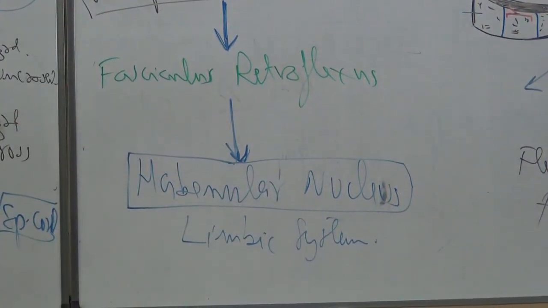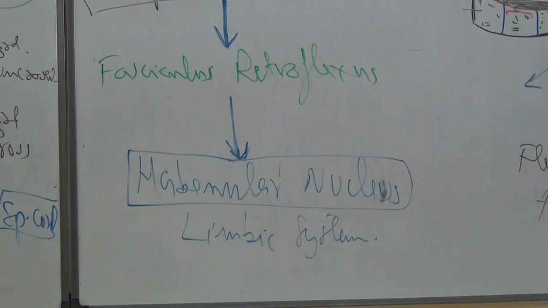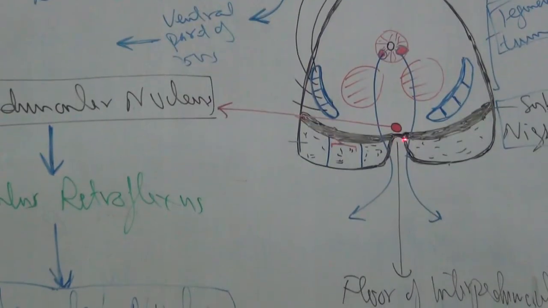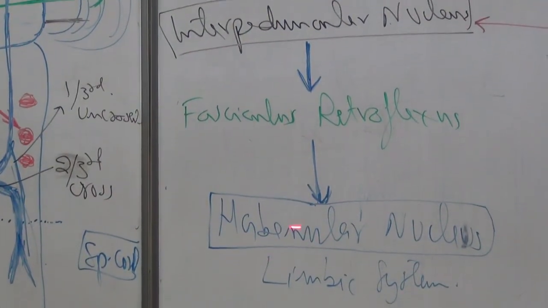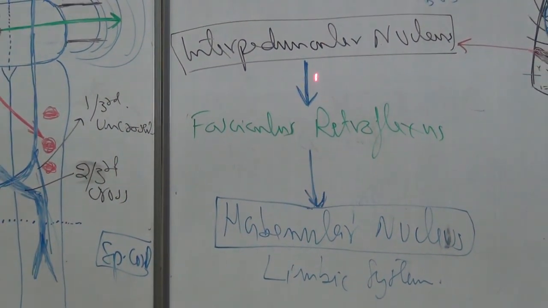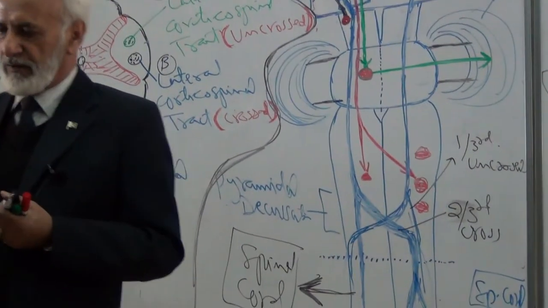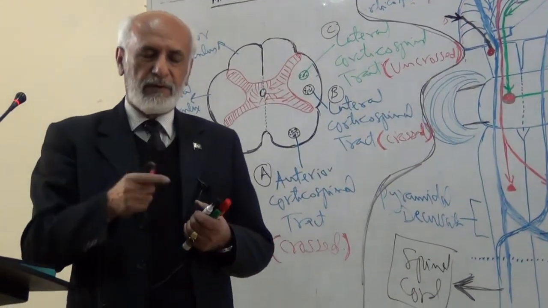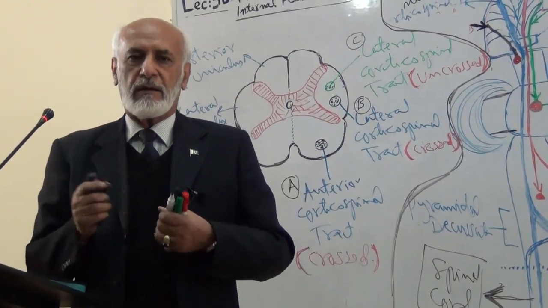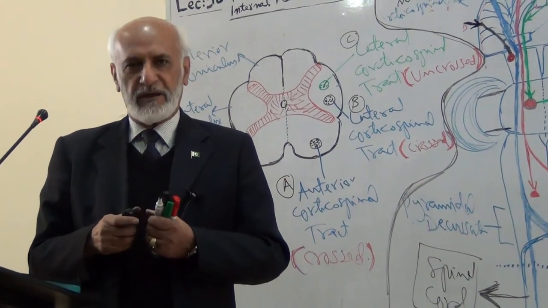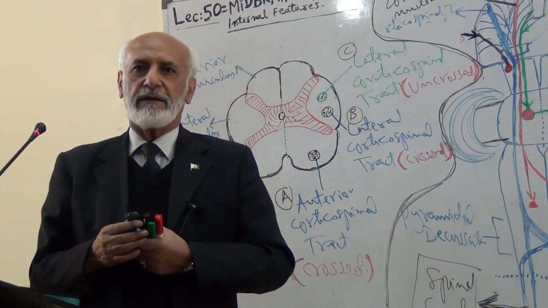So the interpeduncular nucleus, which is an unpaired nucleus located in the floor of the interpeduncular fossa in the midbrain, is connected to the habenular nucleus. The habenular nucleus belongs to the limbic system, and the bundle of nerve fibers which connects the interpeduncular nucleus with the habenular nucleus is the fasciculus retroflexus. Therefore, the interpeduncular nucleus is a part of the limbic system, which we have already discussed. So we discussed some of the internal features of the midbrain, and the remaining important features we will continue to discuss in the next lecture. So thank you very much, and keep learning.